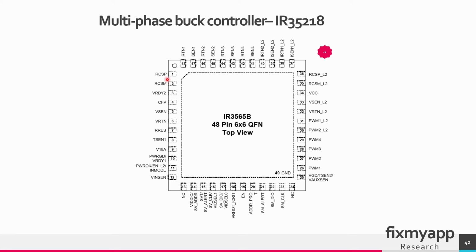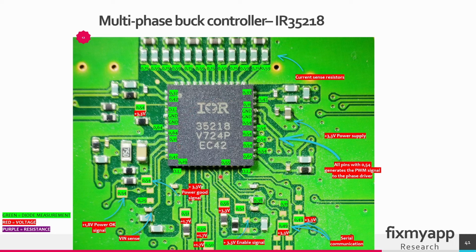This is the alternative datasheet of the buck controller. On the upper side you can find the current sense resistors. The 3.3 volt power supply will be connected to this VCC pin. Then we have the serial communication pins here. These are the PWM signals that will go to the power phase driver ICs. The enable pin, the voltage in sense, the power OK pin, power good signal. So as you can see, this datasheet is almost the same as this implementation here.